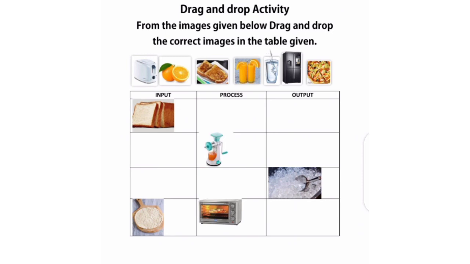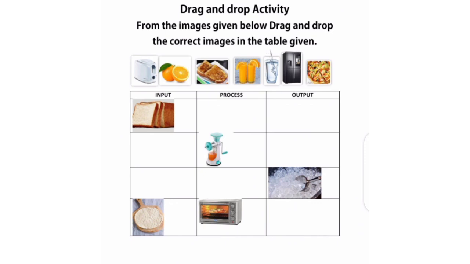आपको pictures बनाने की ज़रूरत नहीं है. आप just इनके names लिखकर इनके आगे arrow बनाएंगे और उसका process, फिर उसका arrow और फिर last में output लिख देंगे. ठीक है, जैसे आपको सारे options दिख रहे हैं ऊपर. There's a toaster, orange, toast, bread toast, orange juice, glass of water, fridge and pizza. In the first column, that is input, you can see bread. Okay, there's a raw bread or fresh bread.